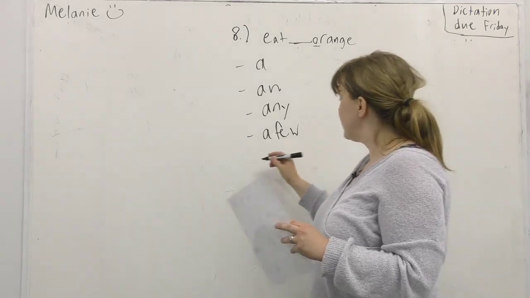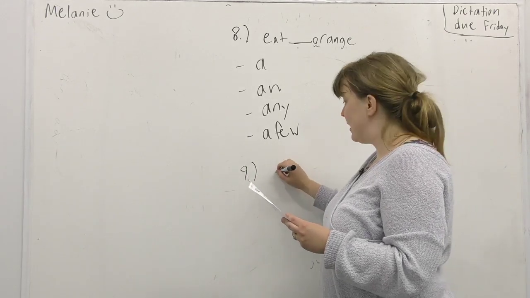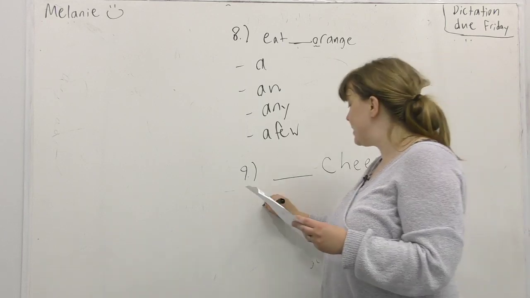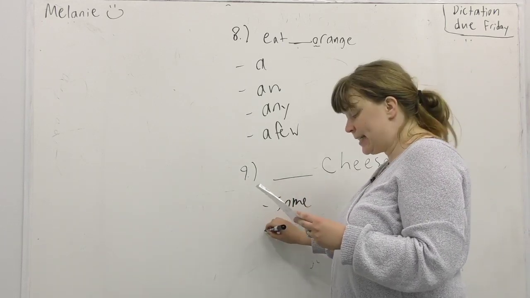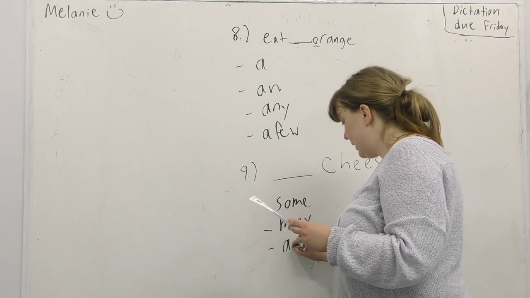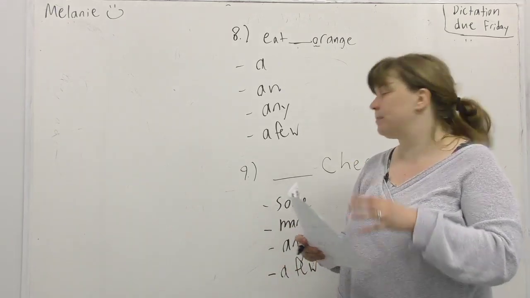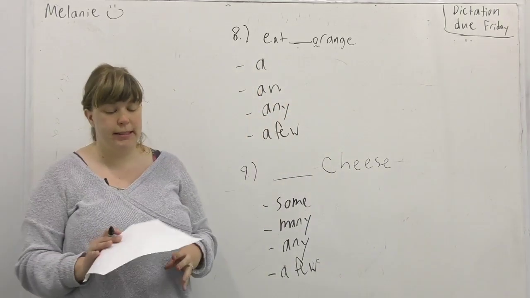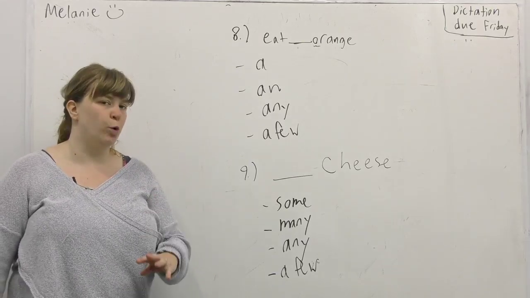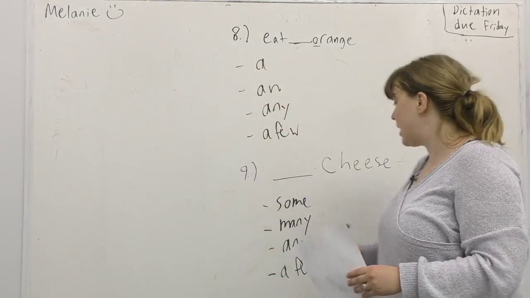Okay, and let's do number 9, because I love cheese, one of my favorite foods. There is something cheese. There is some cheese, many cheese, any cheese, and a few cheese. Okay, now typically cheese, countable or uncountable? Cheese normally is uncountable. All right, so we could say there is some cheese.